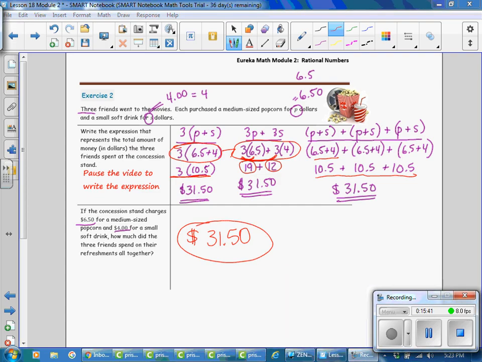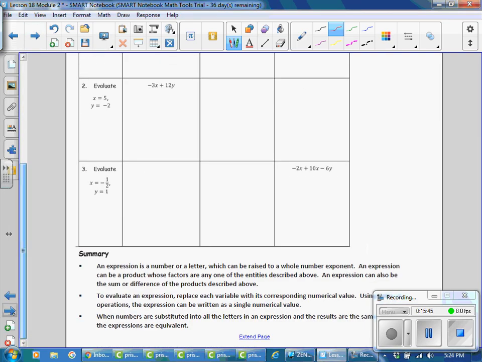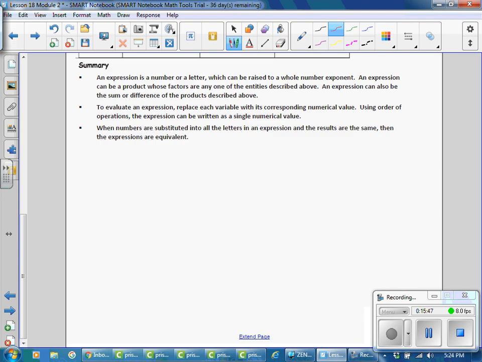Turn the page to the summary section. In this lesson, you have learned an expression is a number or a letter which can be raised to a whole number exponent. An expression can be a product whose factors are any one of the entities described above. An expression can be the sum or difference of the products described above.